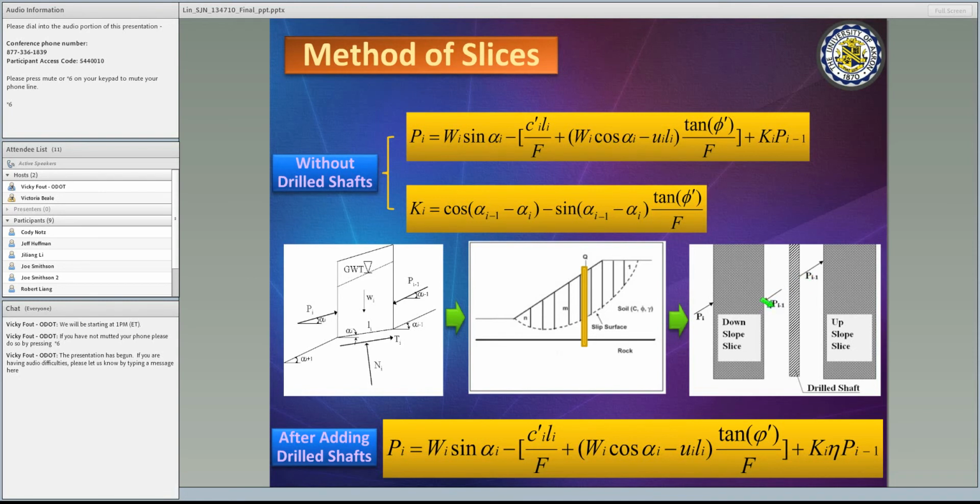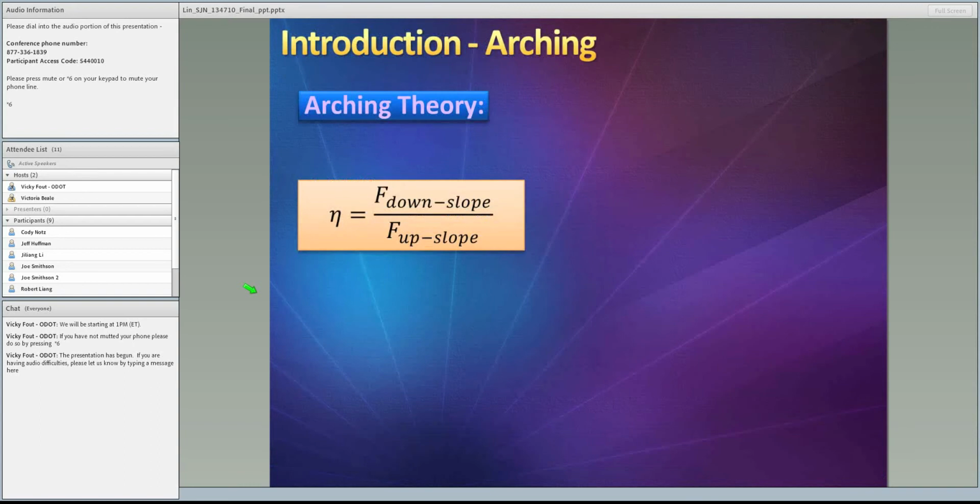So what is eta? Eta is a load transfer factor, which means that after the drill shaft, the interslice force has been reduced from Pi minus 1 to eta multiplied by Pi minus 1. So after adding the drill shaft, this equation becomes the bottom equation, which adds the eta here. So this eta is a load transfer factor. So what is the eta? Eta is a ratio between the downslope force over the upslope force.